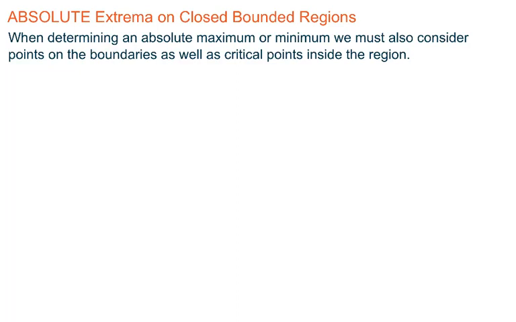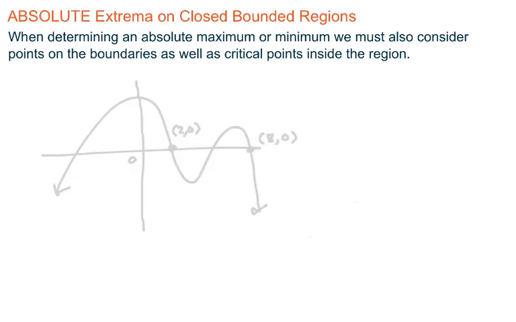Welcome back. Now we're going to talk about absolute extreme values on a closed bounded region. And I've drawn a curve on an XY plane here. Looking at this curve, we can see there's a relative extrema at x equals 0 and maybe a relative extrema somewhere in here. Let's just call that x equals 6.